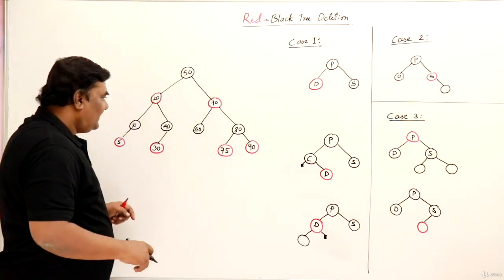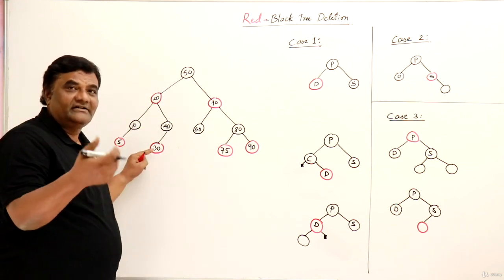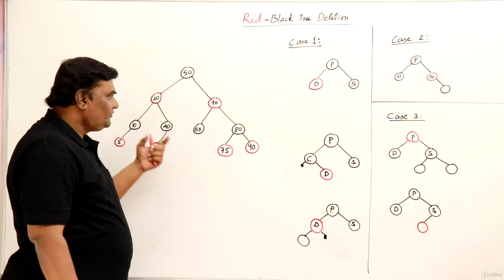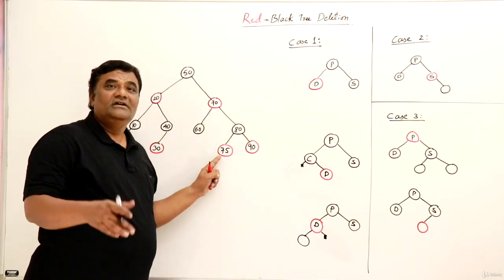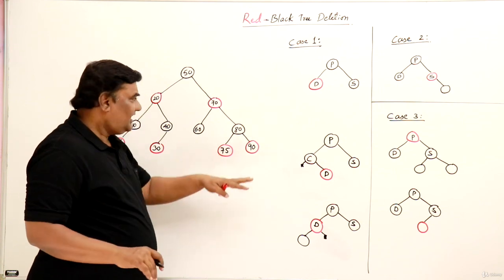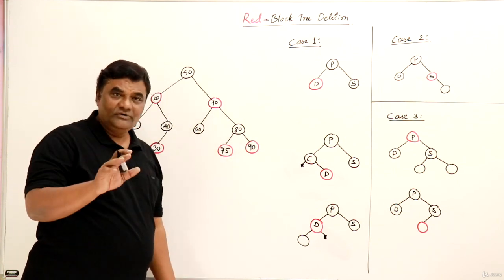Let us see. I want to delete 30. Search for 30. 30 is found. 30 is red. Delete it. I want to delete 75. Search for 75. 75 is found. Delete it. Don't do anything. You don't have to do any changes in the red black tree. Just delete that node.